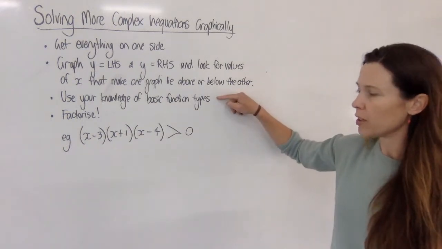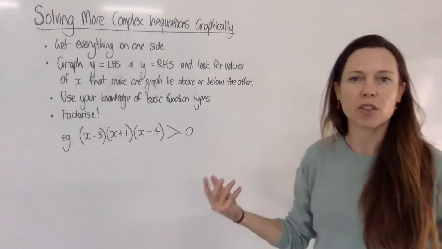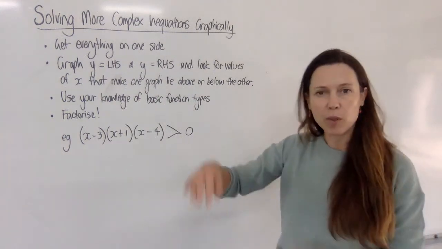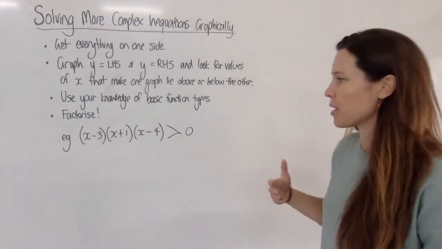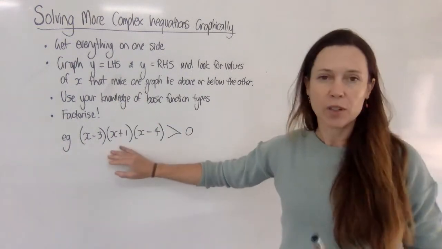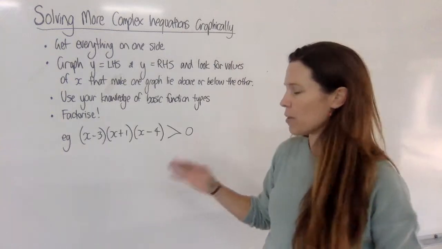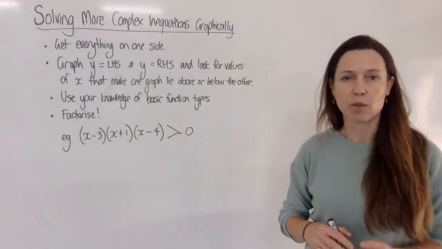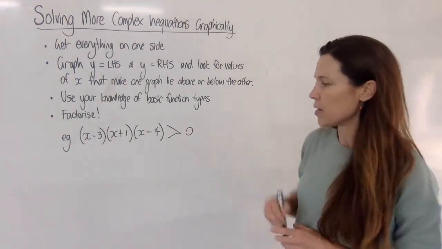Now, use your knowledge of those basic function types. Is it a cubic curve? Is it a quartic? Does it go from low to high? Is it an upside down one? You should be thinking those things through. And if it's already given to you in factorized form, do not expand it. Factorized form is perfect, and if it's not in factorized form, factorize it. So this one's fairly simple.